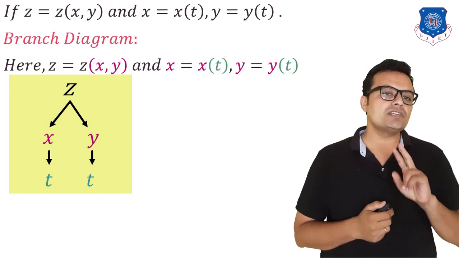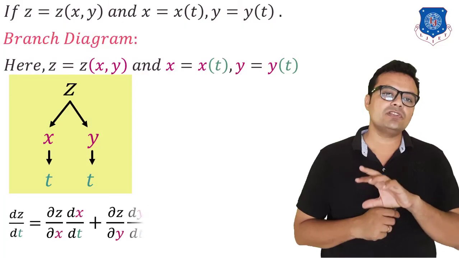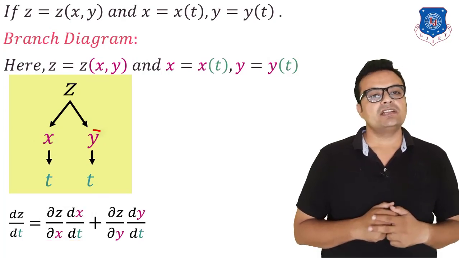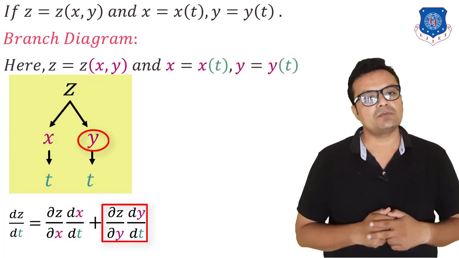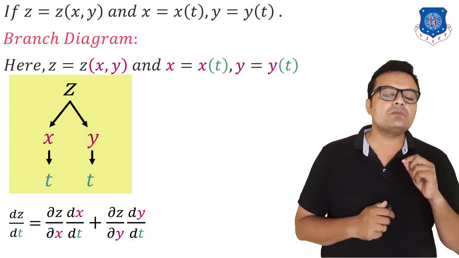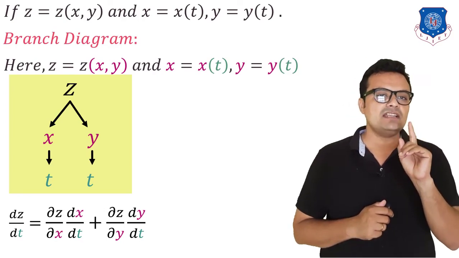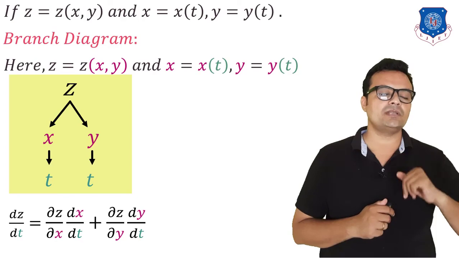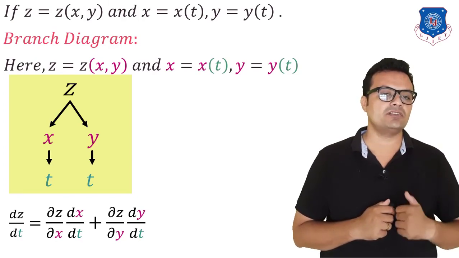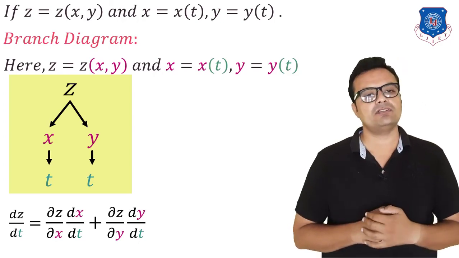So here there are two intermediate variables x and y. The first component is exclusively for the first intermediate variable x, and the second component is exclusively for the second intermediate variable y. So I can start by taking del z by del x. I am taking a partial derivative because z is depending upon two variables at a time. Whenever we have more than one variable, we should take a partial derivative.